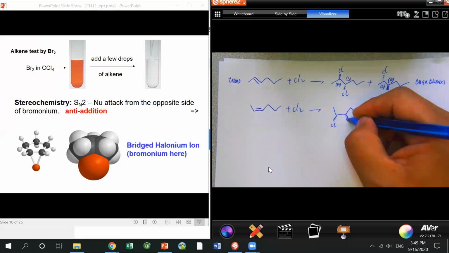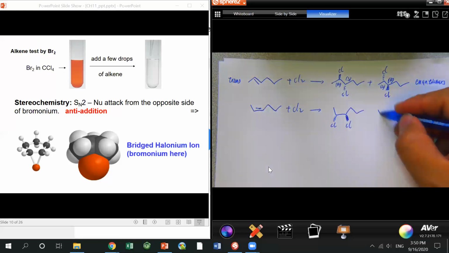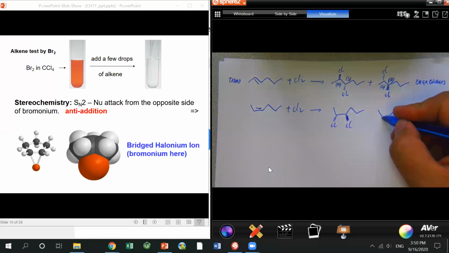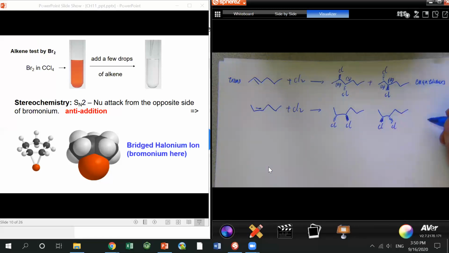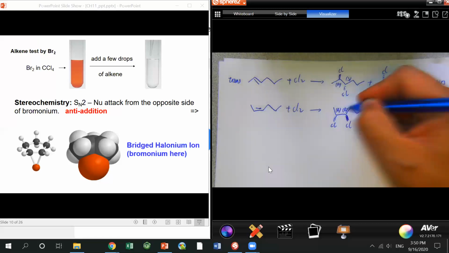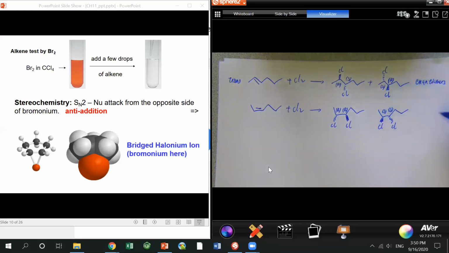Remember anti-addition: one wedge, one dash. And then it's possible you can generate another one, with one dash and one wedge. If you assign R and S, that's R and then S, so here is another pair of enantiomers.